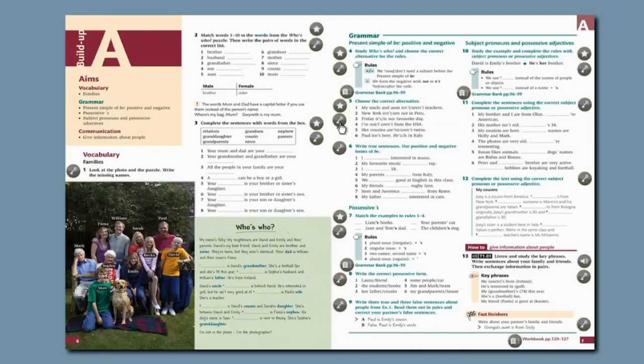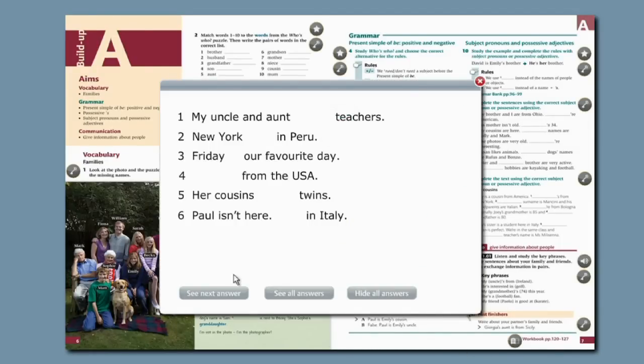On the teacher's edition of every My Digital book, touch the answer key icon to show the answers to any exercise. In the pop-up box, you can show the answers one by one, see all answers, or hide the answers. Also on the teacher's edition, touch the interactive exercise icon on the grammar table for classroom grammar presentations.